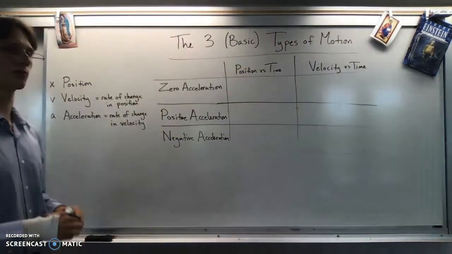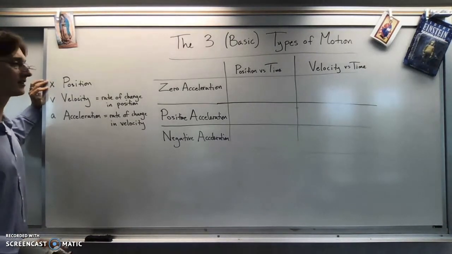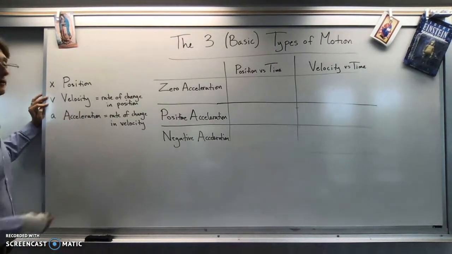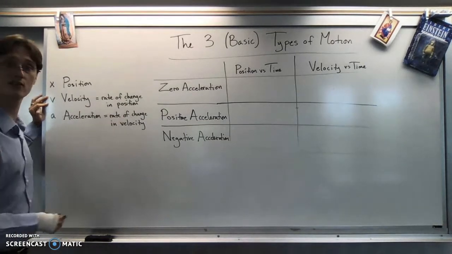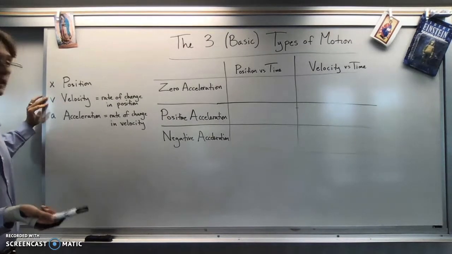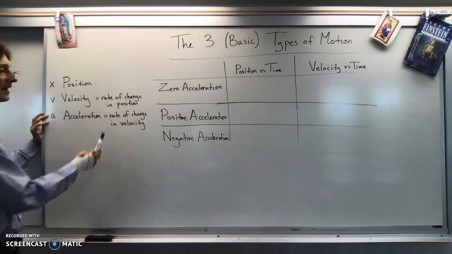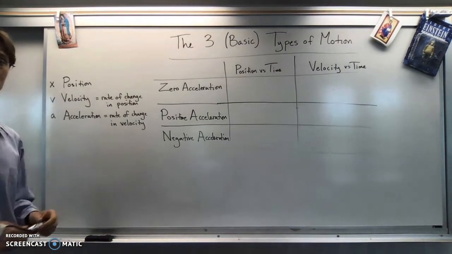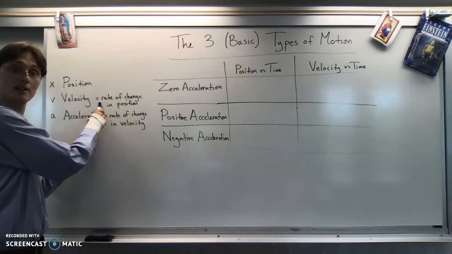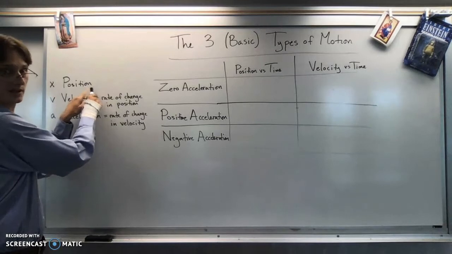All right, now let's briefly redefine our terms. Position is represented by the letter X. It just represents where you are at some particular moment. Velocity is the rate of change in your position. Okay, so it represents how quickly your position is changing. Acceleration, represented by the letter A, is the rate of change in your velocity. So it's sort of two levels below, right? Acceleration shows how your velocity changes, and your velocity shows how quickly your position changes.